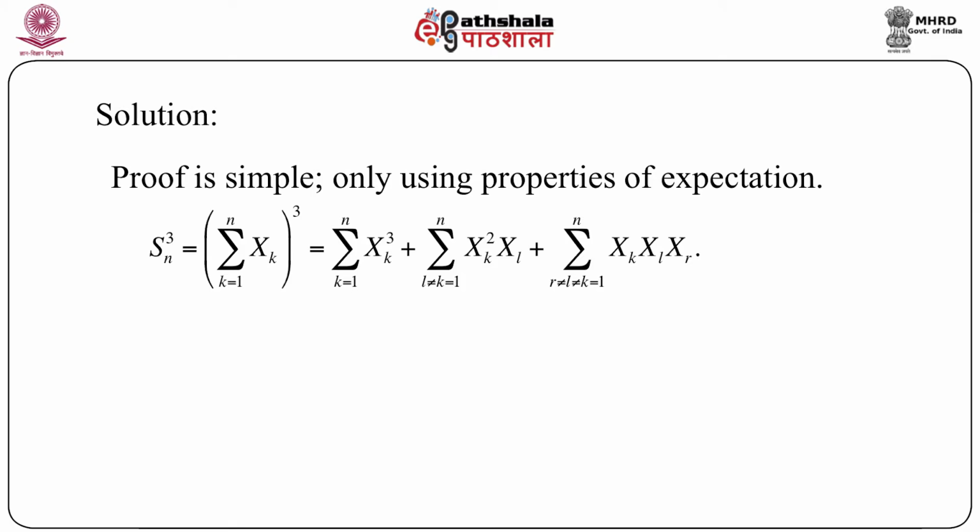Now Sn cube is the summation of xk, k equals 1 to n, whole cube. If we expand this, we will have the summation over k equals 1 to n of xk cube, plus the summation over l not equal to k, from 1 to n, of xk square into xl, plus the summation over r not equal to l not equal to k, from 1 to n, of xk into xl into xr. So basically the second term has two summations, one over l and another over k, both run from 1 to n, but l cannot be equal to k. Similarly, the third term has three summations over three suffixes r, l and k. Each of them runs from 1 to n, but r, l and k are all distinct.